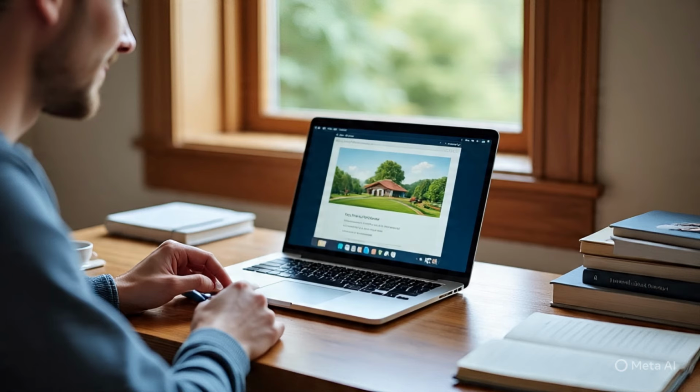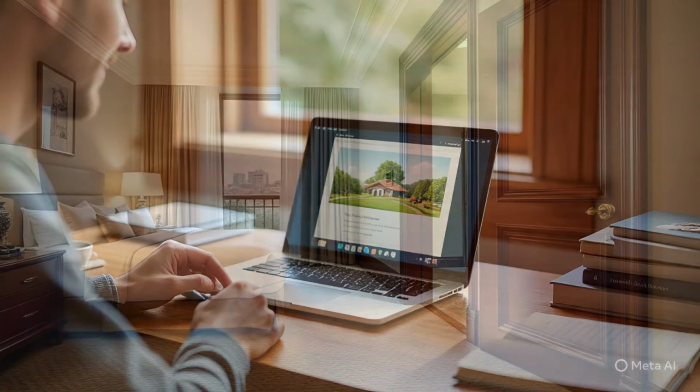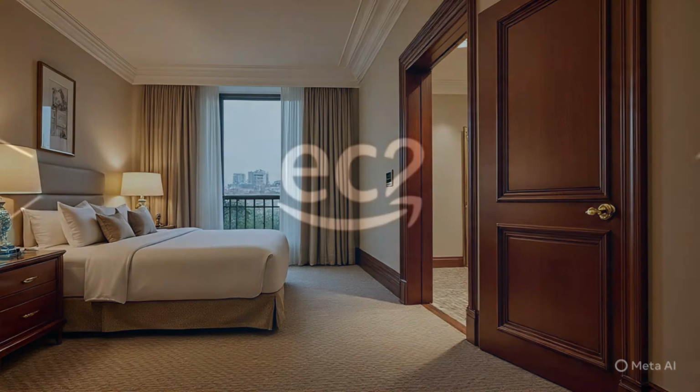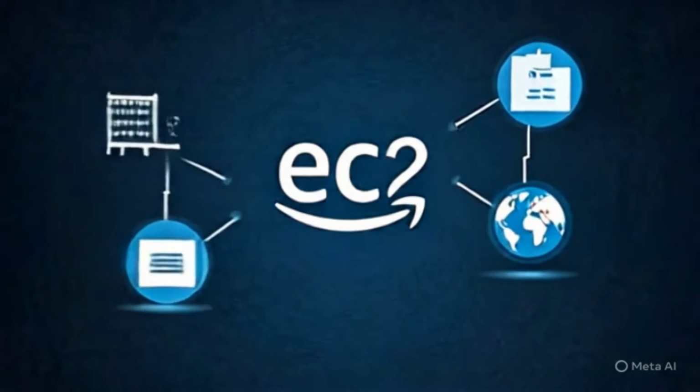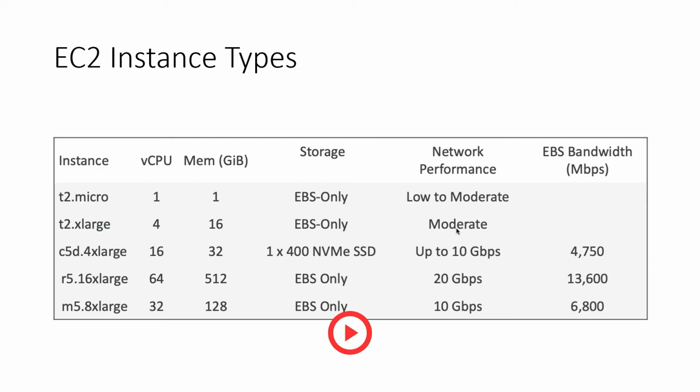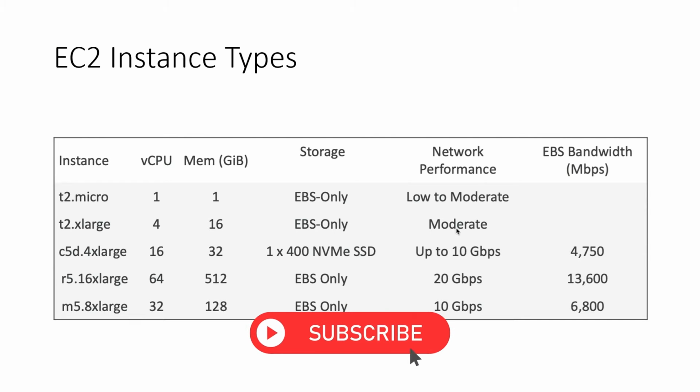Think of EC2 like booking a hotel room. Instead of buying a whole building, you just pay for the room while you need it. Similarly, EC2 lets you rent computing power, scale up or down, and you pay only for what you use. With EC2, there's no need to maintain a physical server. It's highly scalable, which means we can add more servers anytime, and it is pay as you go, secure and customizable.